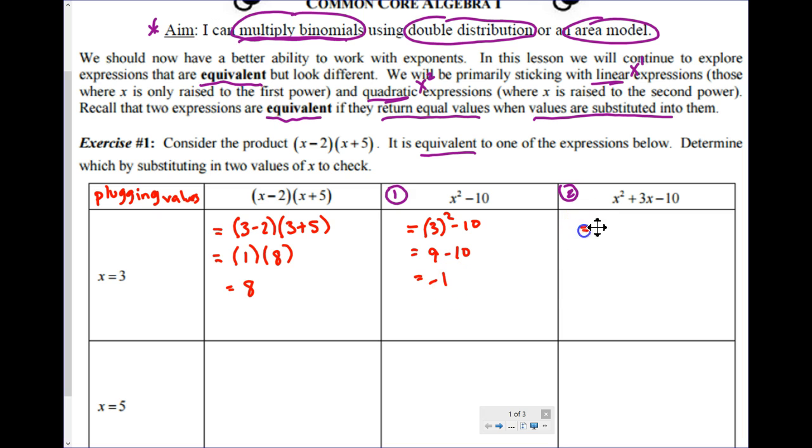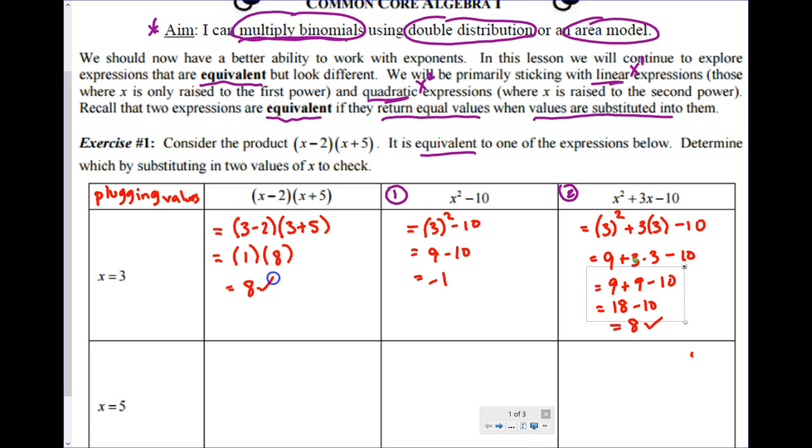Let's check. Let's plug in 3 squared plus 3 times 3 minus 10. Follow PEMDAS. Let's do our exponents first. 3 squared is 9. I took out the parentheses. 3 times 3 again is 9. 9 plus 9 is 18. And then I'm continuing to carry down this minus 10. And finally I get 18 minus 10 is 8. And look, it is a match for the first one.